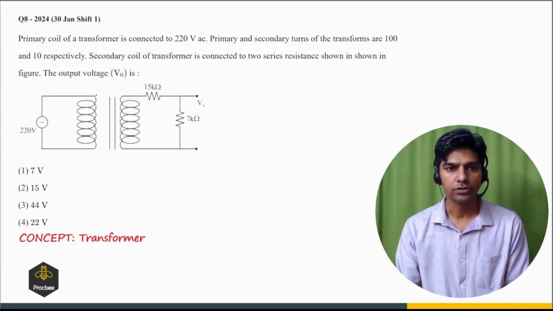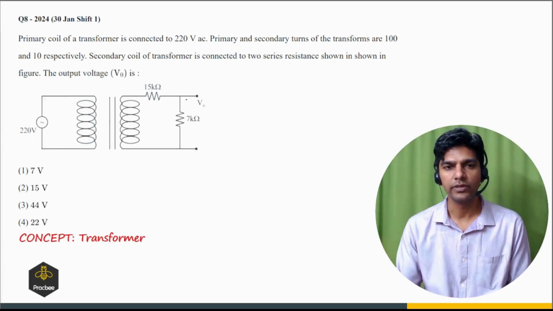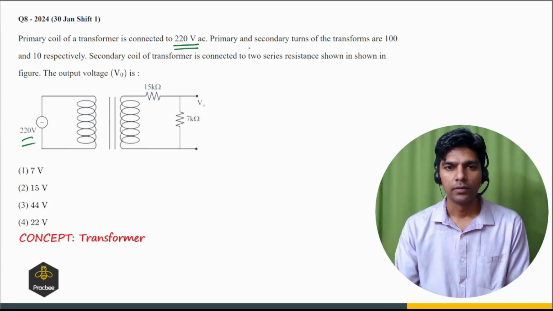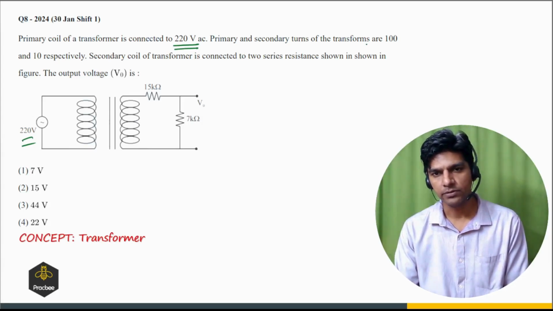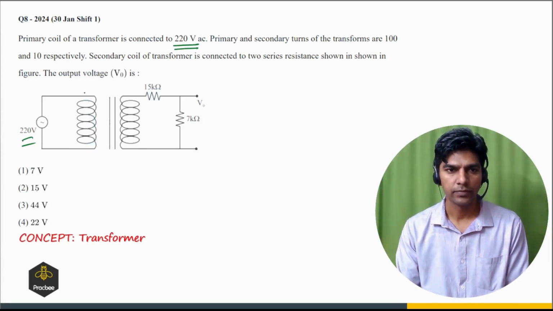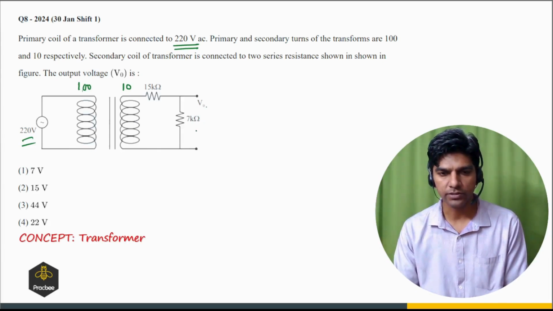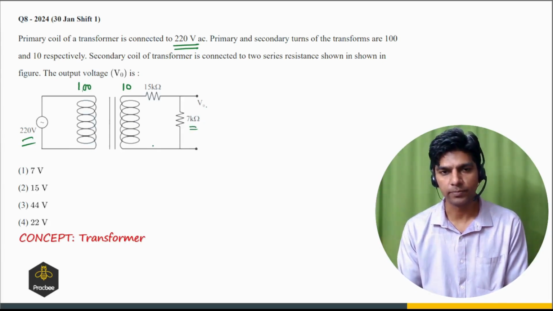Now let us see this question. The primary coil of a transformer is connected to 220 volt AC, and primary and the secondary turns of the transformers are 110. So here we have 100 turns, here we have 10 turns. Secondary coil of transformer is connected to two series resistors shown in the figure. The output voltage is. So we have to find the voltage V0 which is across the 7 kilo ohms resistor.